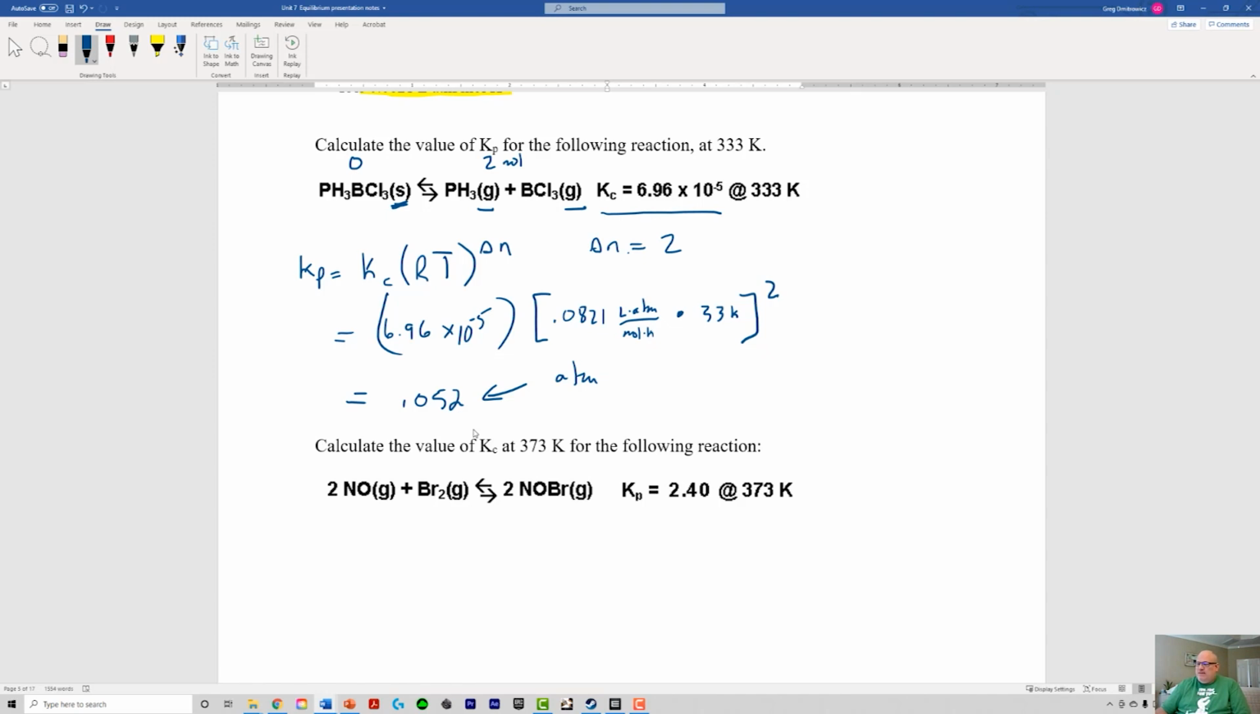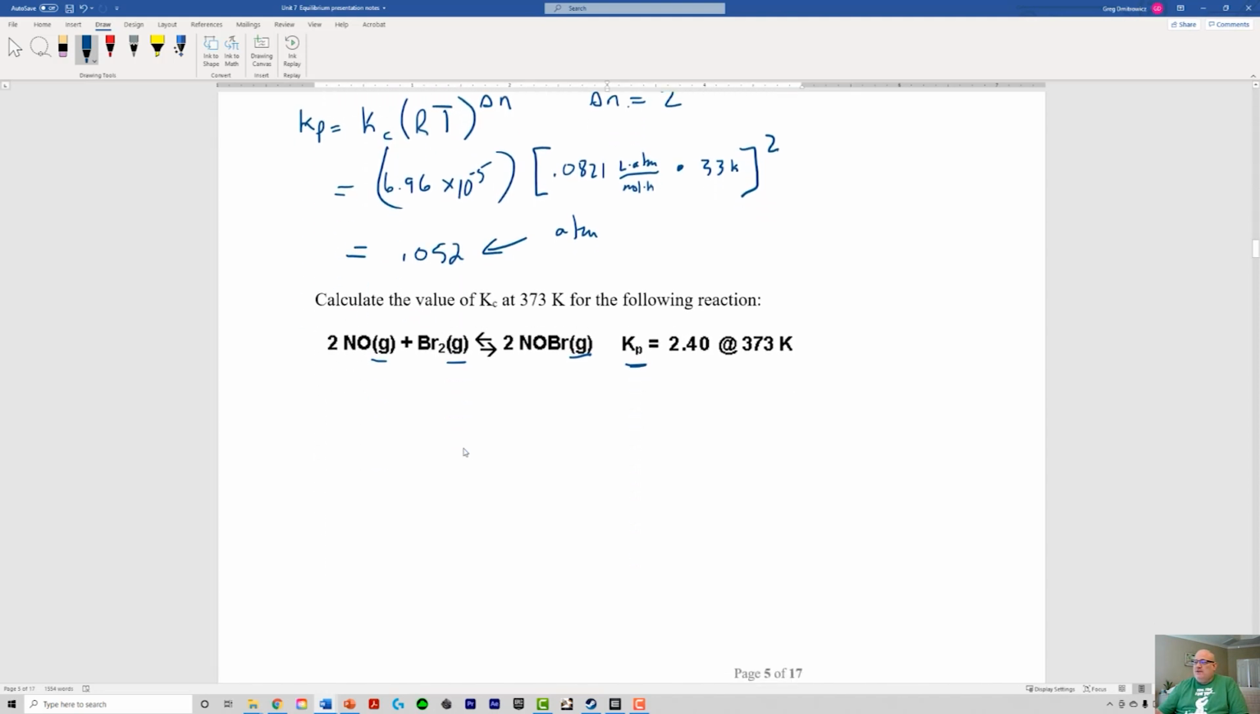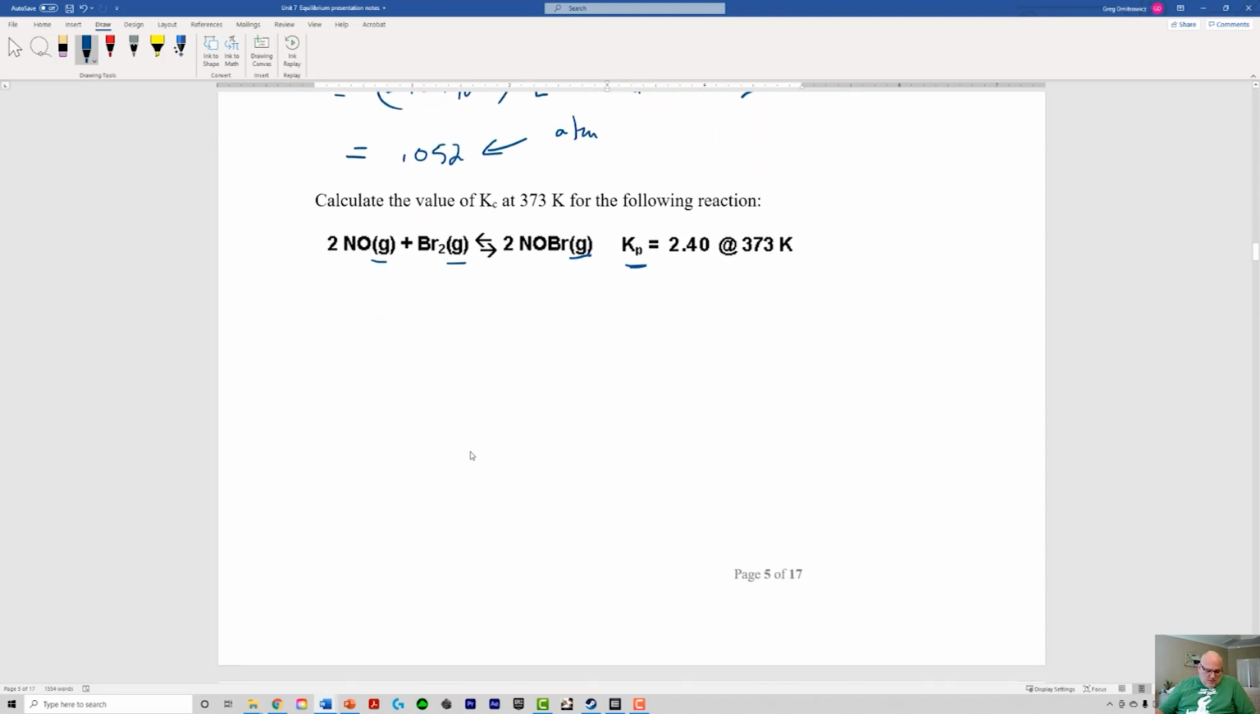Well, what if they did it the other way around? What if they gave you a Kp? Now, if you notice here, all these are gases, right? So likely if you're doing a problem and you had a Kp, you'd be dealing with atmospheres, right? So what if we wanted to go the opposite route? Well, the same deal holds here. We could still write our expression, right? So couldn't we go Kp equals Kc(RT) to the change in n?